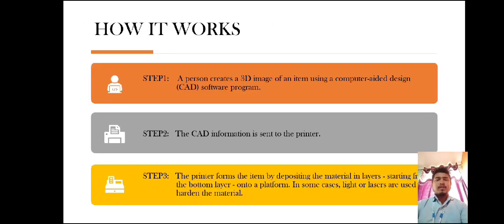How it works? Step 1. A person creates a 3D image of an item using computer aided design. Step 2. The CAD information is sent to the printer. Step 3. The printer forms the item by depositing the material in layers from the bottom layer.